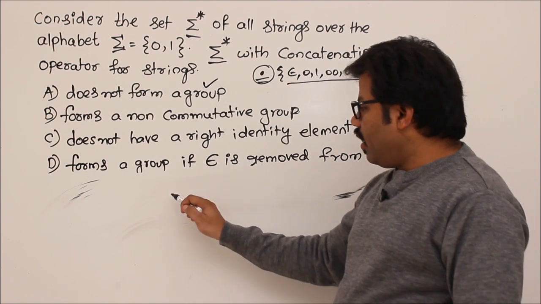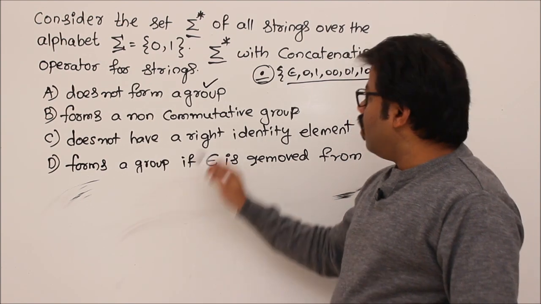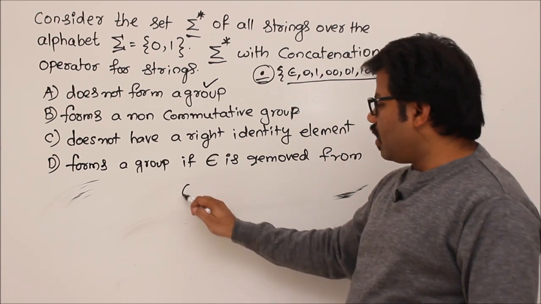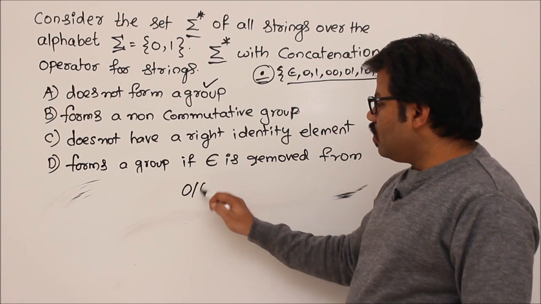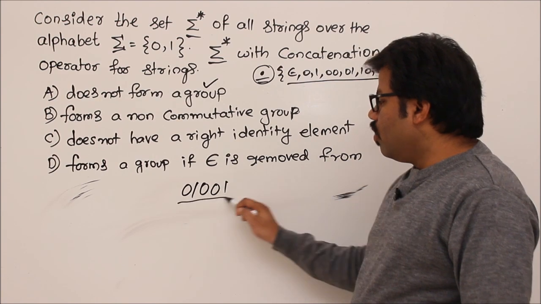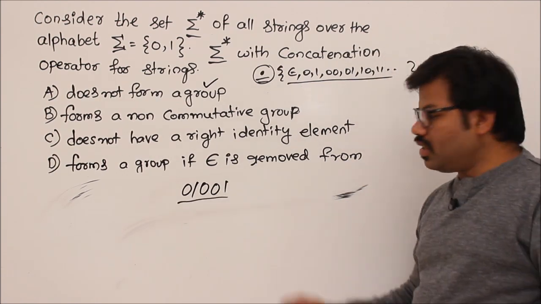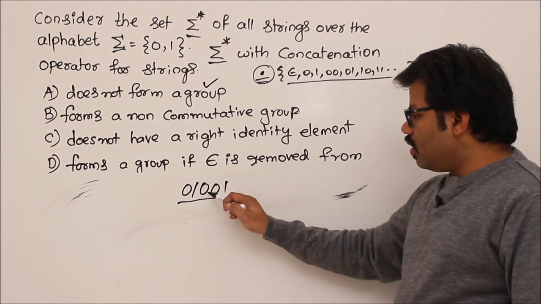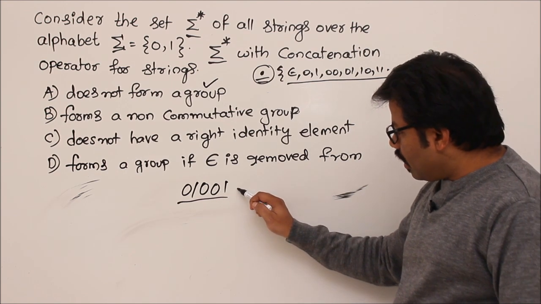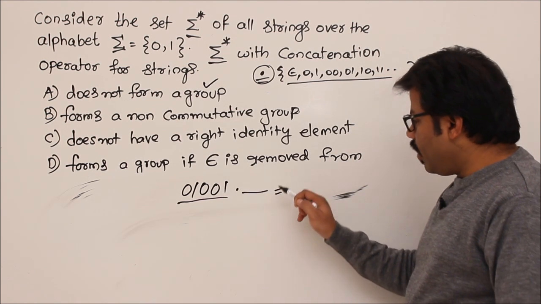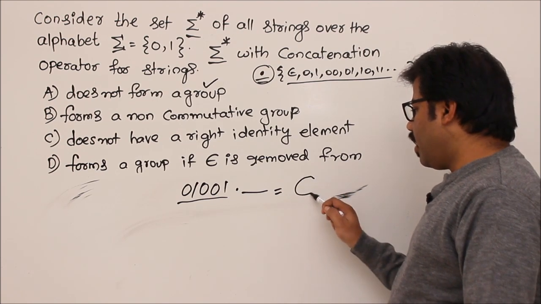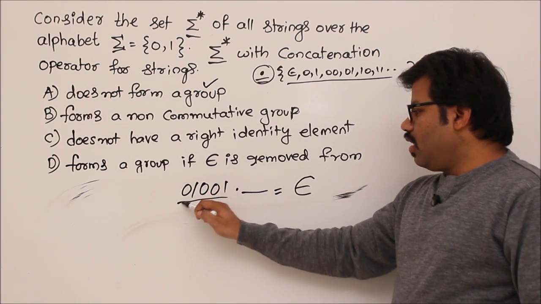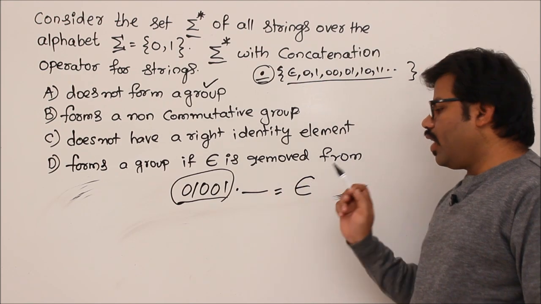Inverse. You tell me, I have a string, of course here we have to take zeros and ones, right? Better we take zeros and ones: 0 1 0 0 1. What is the inverse of this element? What is the meaning of inverse here? 0 1 0 0 1 concatenated with something should give the identity element. What is the identity element? Epsilon.